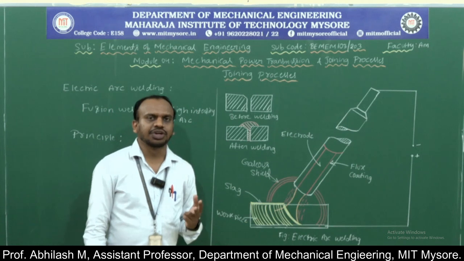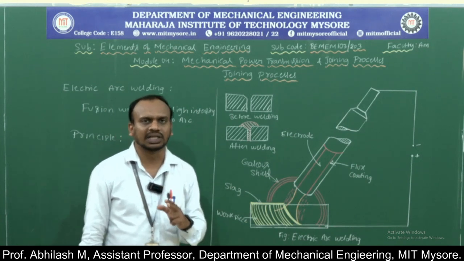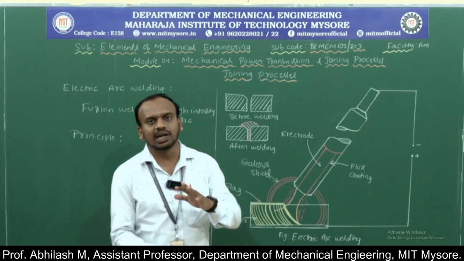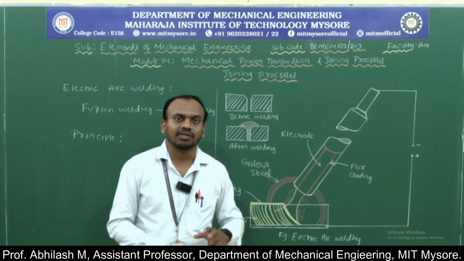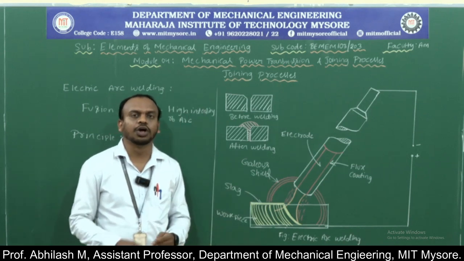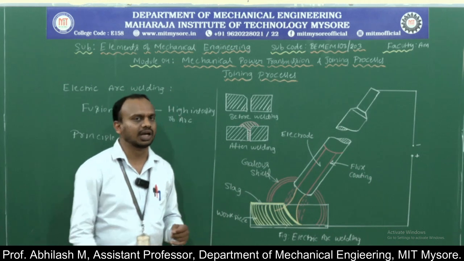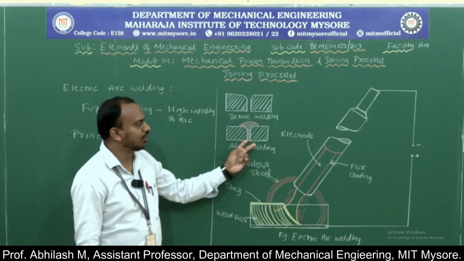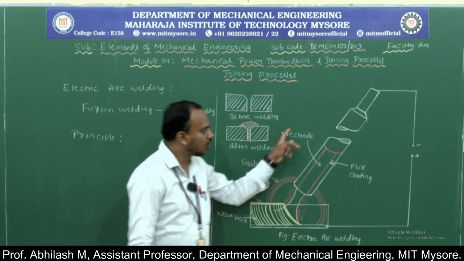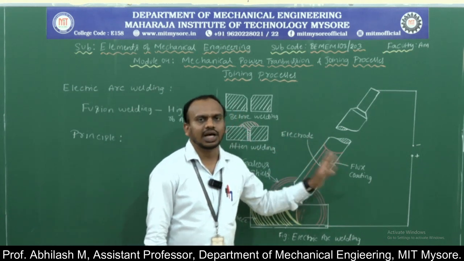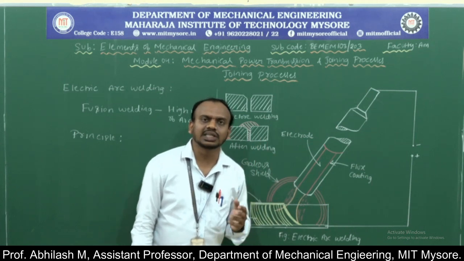In the definition we understood that under pressure welding, we heat the material up to the plastic state, and with the help of an external pressure we allow both materials to get joined. Whereas in the case of fusion welding, we make use of an additional material called a filler material to fill the gap between the two workpieces. In arc welding, the electrode will be used as the filler material.